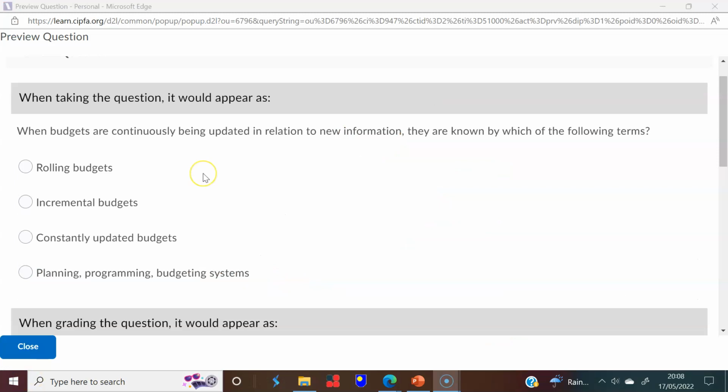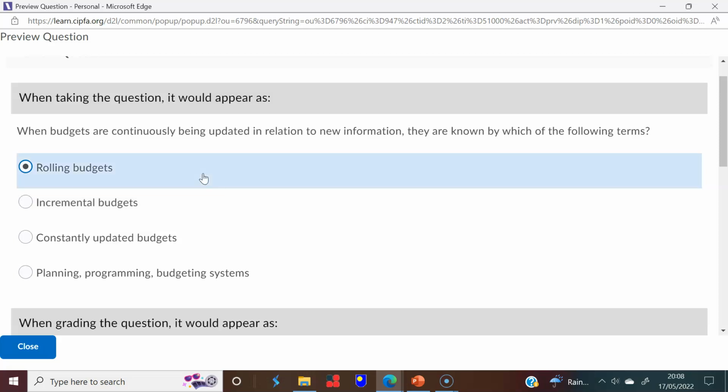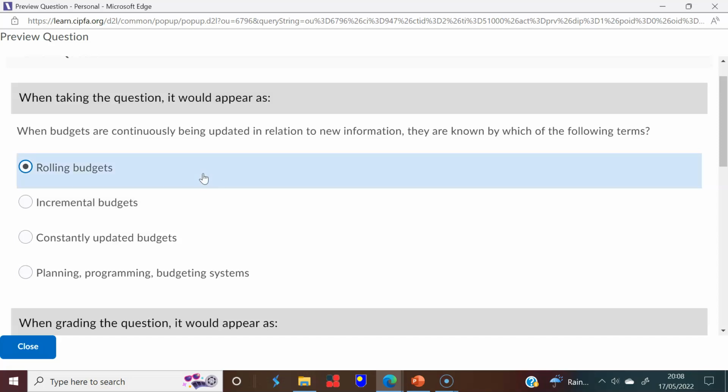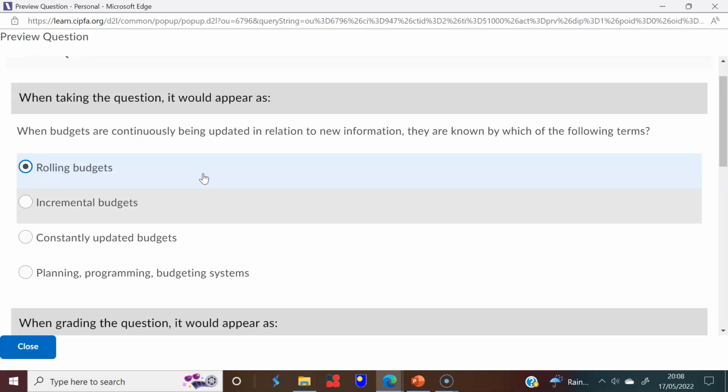What budgets are updated in relation to new information? As we get new information, we have what we refer to as the rolling budget, the budget that helps us with updating information. Incremental was what we just did. You have the base and you deal with it by adding inflation and changes. But with the rolling budget, maybe at the end of every 3 months, we look at the variance analysis and we adjust, right?